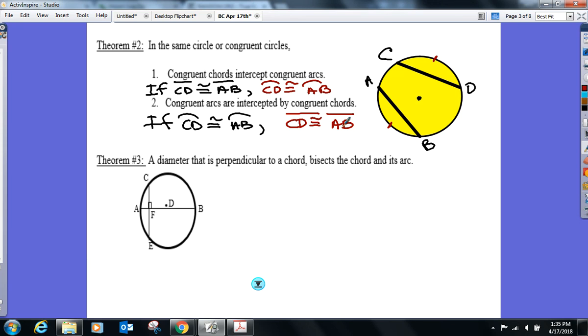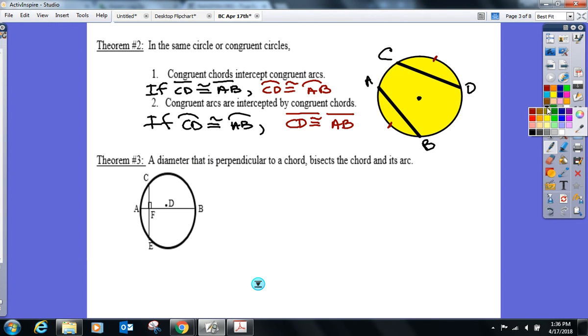Little change up now. No congruent arcs are given here. Here's what you're going to be given: ADB. What is ADB in my circle? Diameter. And if I have a right angle between it and chord CE, that tells me they are perpendicular. If you get a diameter and a chord that are perpendicular, the chord gets bisected. So what two pieces will be congruent based on this theorem? Letty? EF and CF. Yep.